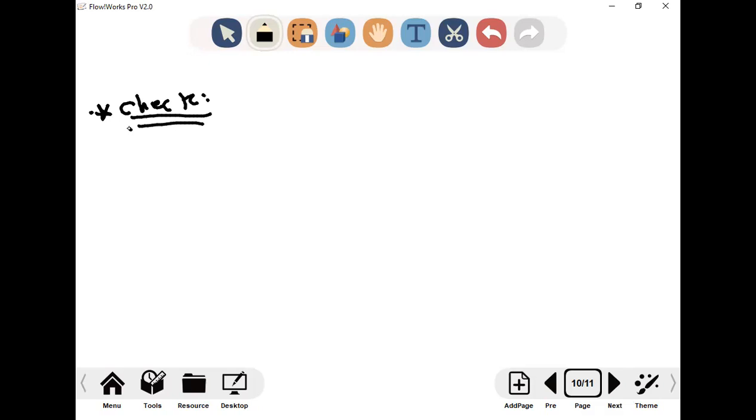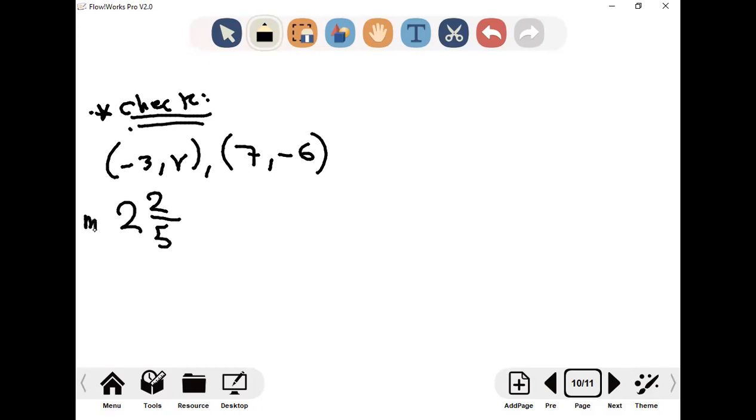Okay, find the value of r so that the line passing through these 2 points, (-3, r) and (7, -6), has the slope 2 and 2 over 5. This mixed number, turn it straight away to a fraction so it doesn't trouble you later. We know how to turn the mixed number to a fraction: 12 over 5, right?